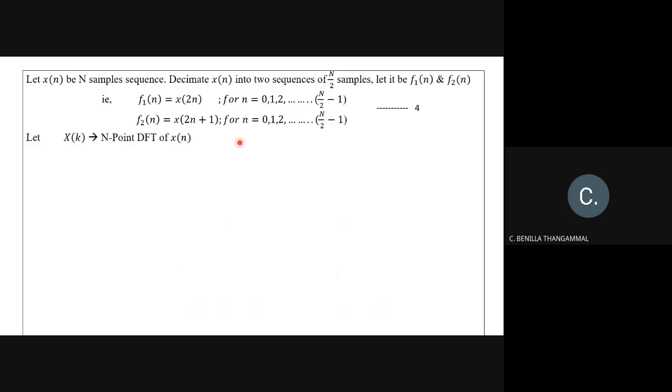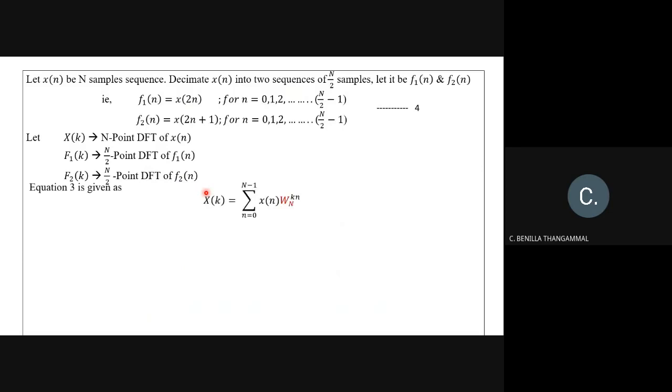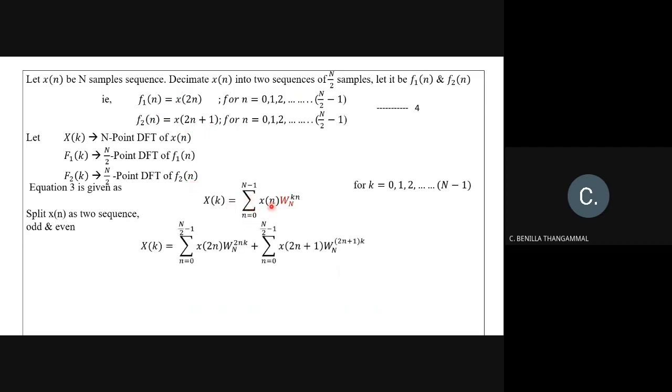Now you know that x of k will be the n point DFT of x of n. F1 of k is nothing but the n by 2 point DFT of f1 of n, and f2 of k is the n by 2 point DFT of f2 of n. Now, this equation 3, which we saw in the previous slide, is nothing but x of k equal to summation n equal to 0 to n minus 1, x of n, W suffix n power kn. Now, I'm going to substitute this fourth equation in this one, right? So here, what happens, I'm going to split this x of n into x of 2n and x of 2n plus 1. So automatically this n point becomes n by 2 point.